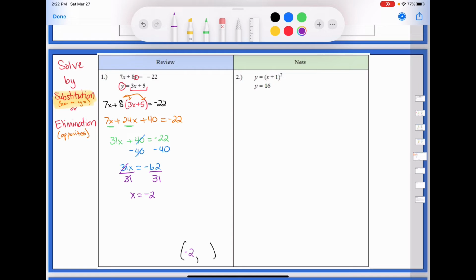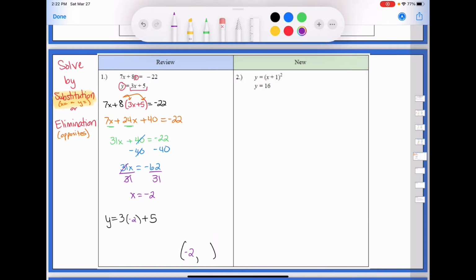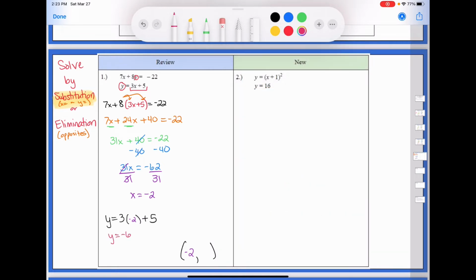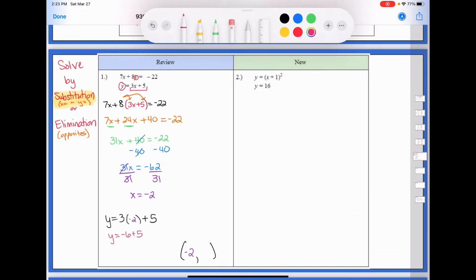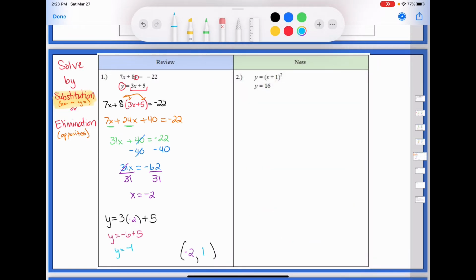Now the bottom one is definitely the easier equation to plug into, so it'll be y equals 3 parentheses plus 5. So it'll be 3 times negative 2. So I'm going to take that negative 2 that I just solved for, plug it in for x in that bottom equation. So I'll have y equals negative 6 plus 5, which gives me y equals negative 1. So my solution to that system, that review, right, was the point negative 2, negative 1.